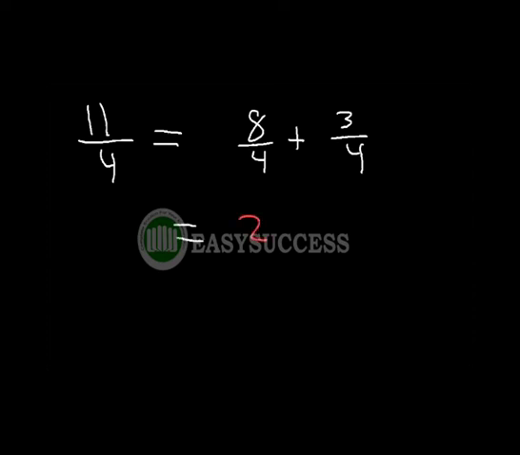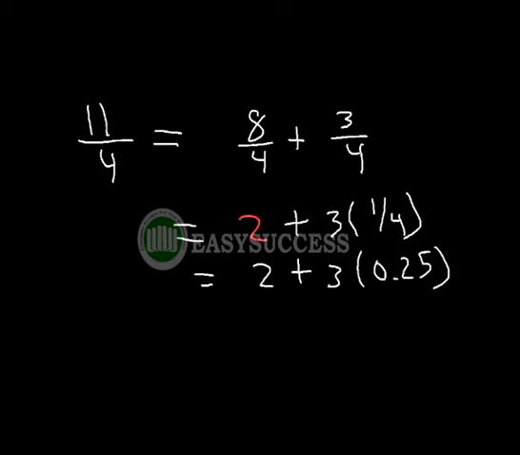8 divided by 4 is 2, and 3/4 is the same as 3 times 1/4. Now let's replace 1/4 with 0.25. So it helps if you know some common values. 3 times 0.25 is the same as having 3/4, which is 75 cents. And 2 plus 0.75 gives us a final answer of 2.75. So 11 over 4 as a decimal is 2.75.